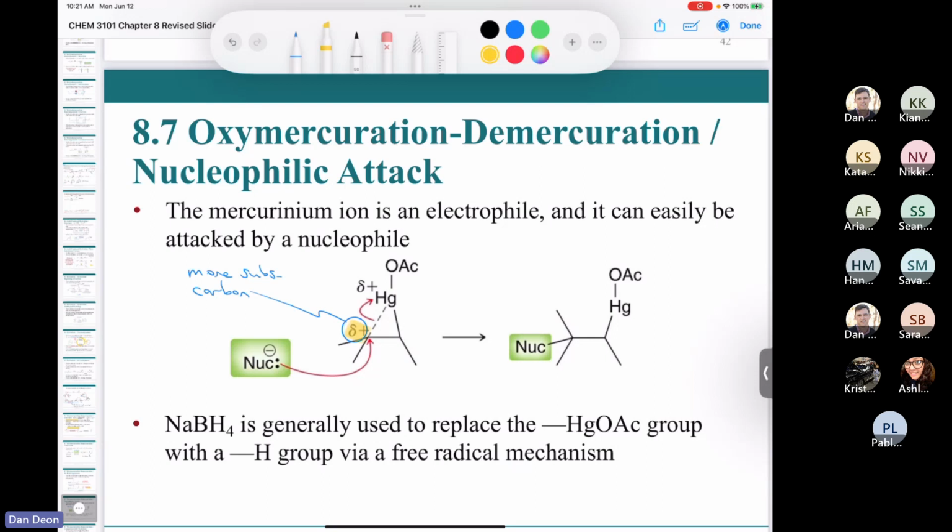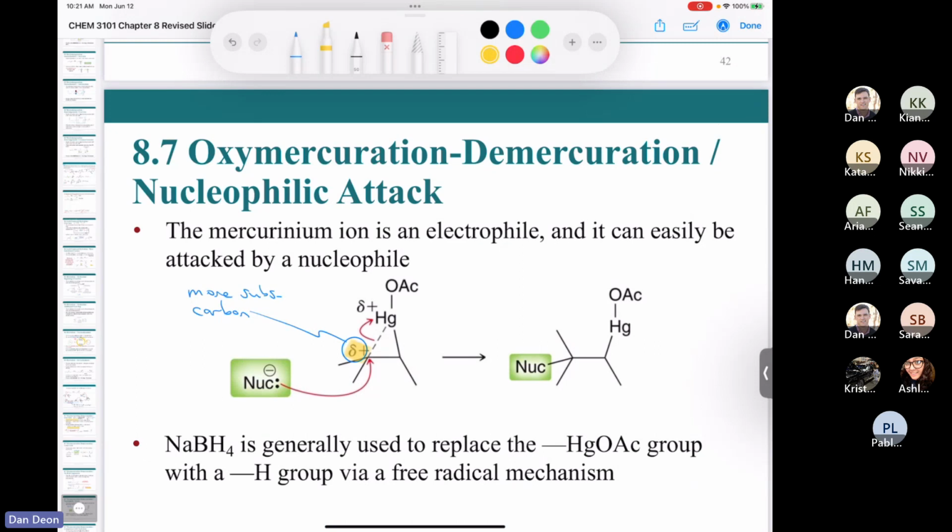Now the second step, the demercuration. For that we use sodium borohydride. So this is the demercuration step, okay? There's no mechanism provided for that whatsoever. And the reason why is that it's believed to occur via a free radical mechanism. So that doesn't involve pairs of electrons, that involves single electrons moving around.